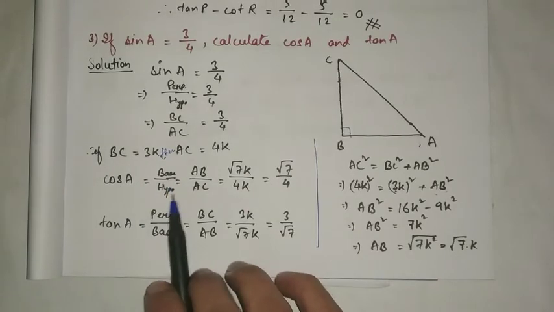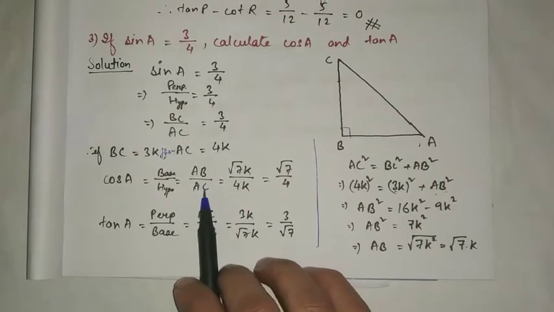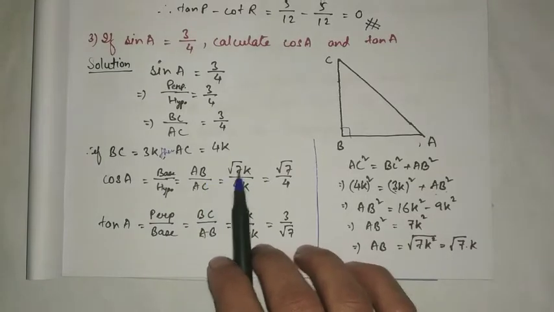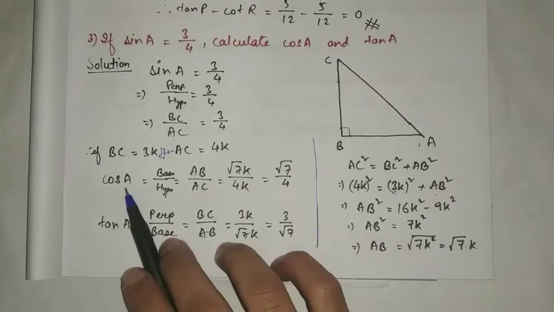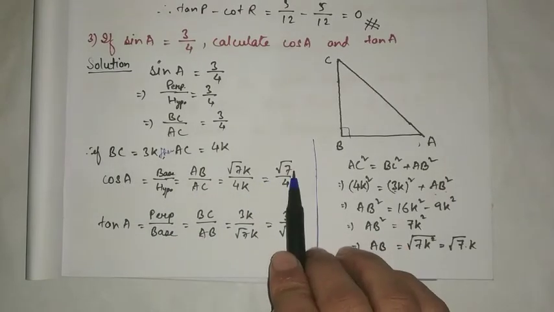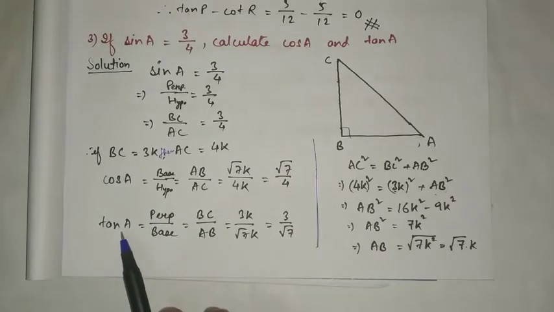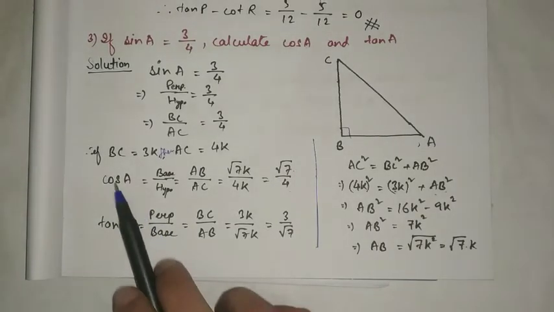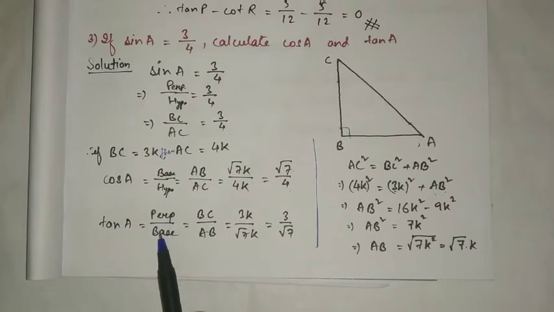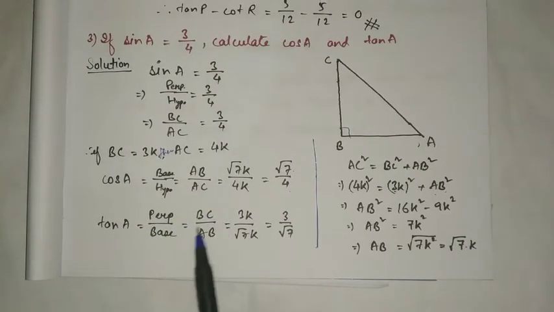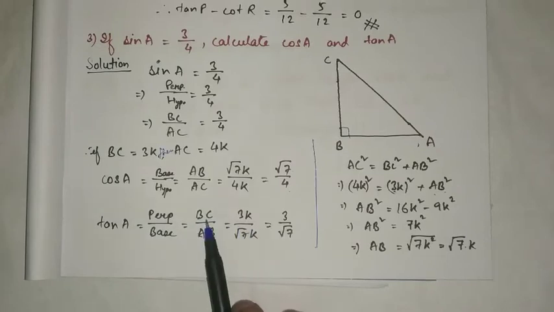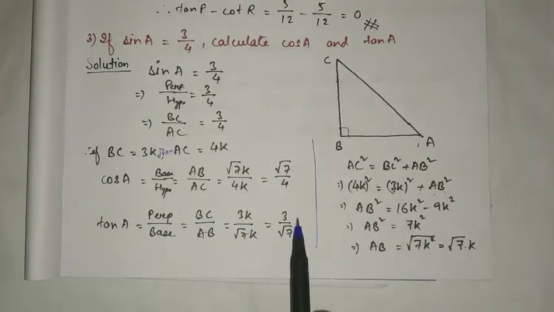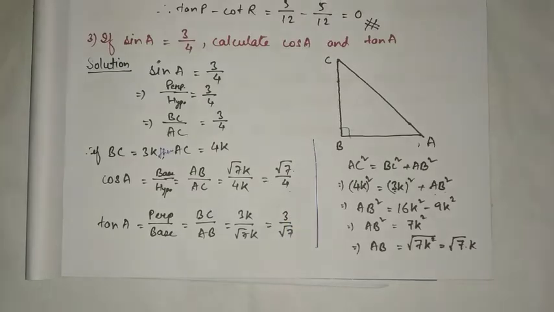The cos A is base by hypotenuse, which becomes AB by AC, and the values of AB and AC are root 7 K and 4K. So we get the ratio of cos A as root 7 by 4. And similarly for tan of A, we get perpendicular by base, "turn permanently brown". I hope you remember that. Then the perpendicular by base becomes BC by AB, which ultimately becomes 3K by root 7 K, and thus it becomes 3 by root 7.